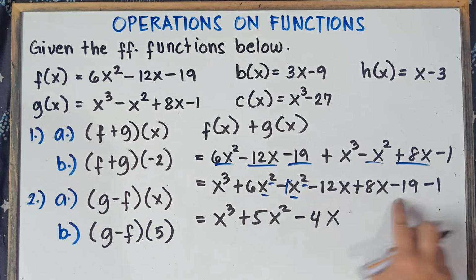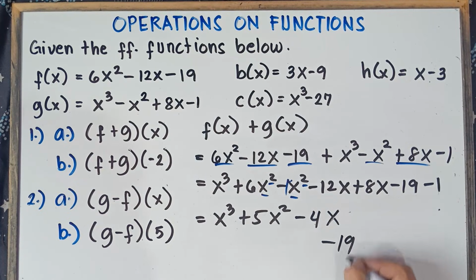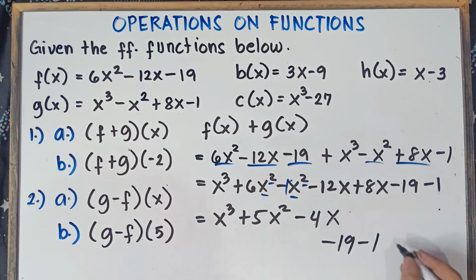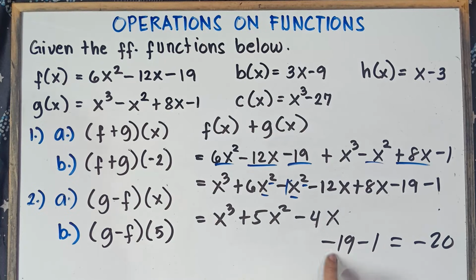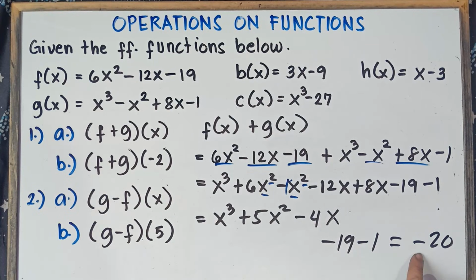Now this one, negative 19 and negative 1, both negative, simply copy the negative sign and add the numbers. 19 plus 1, that would be 20. Once again class, negative 19 minus 1, the answer is negative 20.